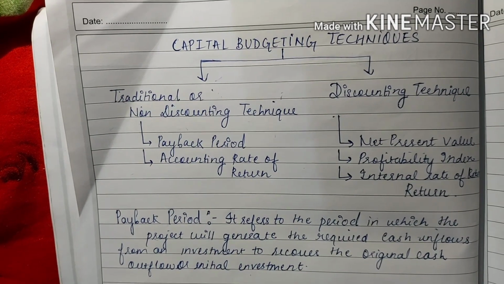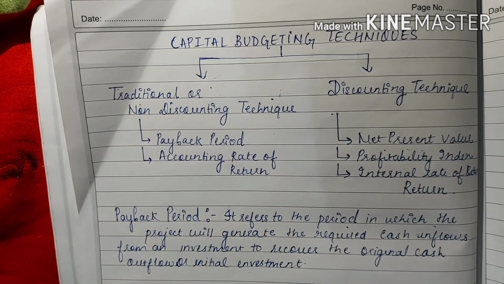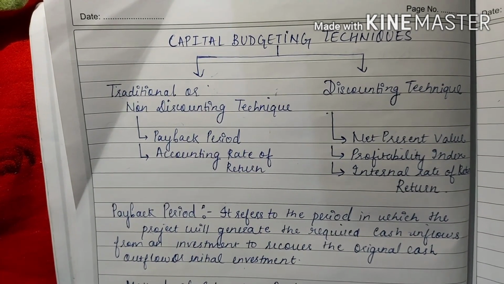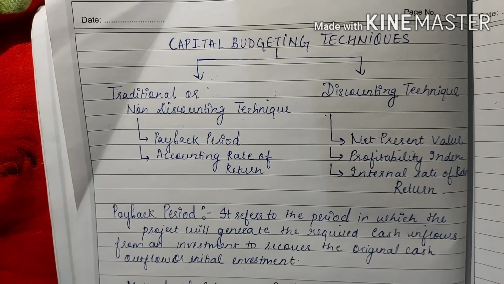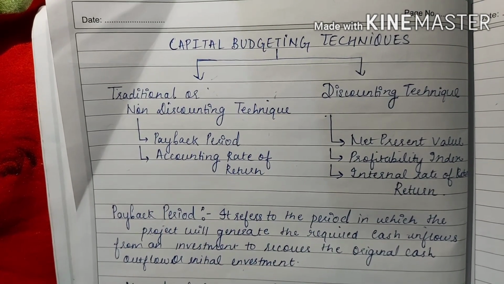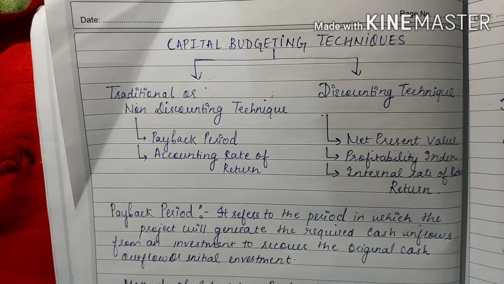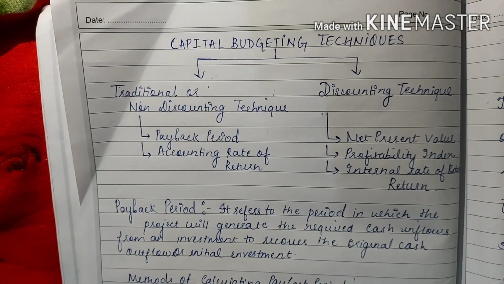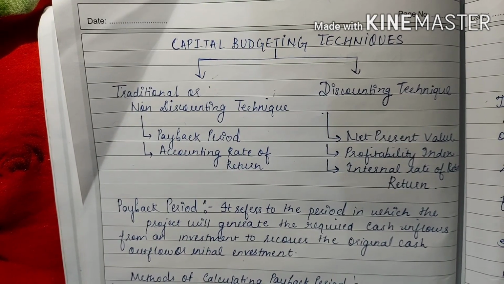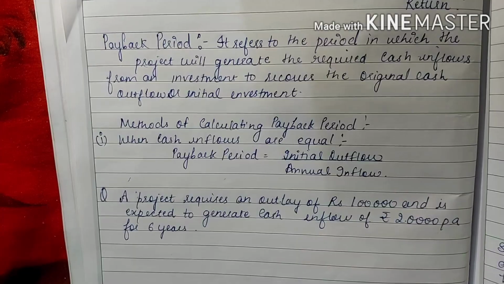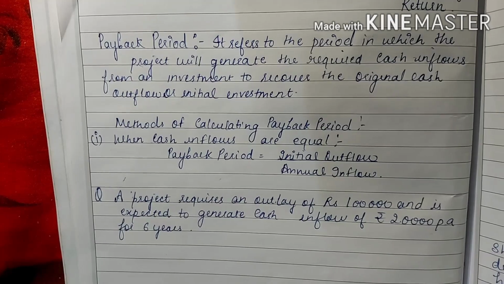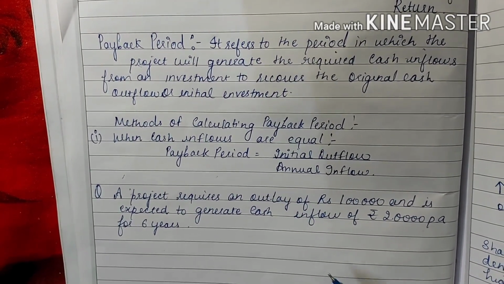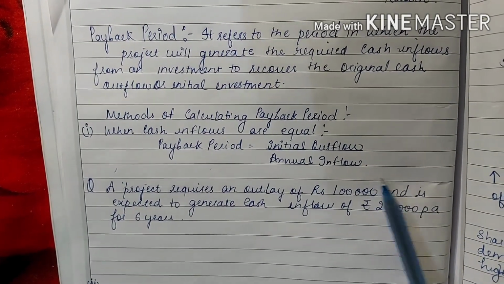It refers to the period in which the project will generate the required cash inflows from an investment to recover the original cash outflow or initial investment. In simple terms, it helps us to find out the number of years required to recover the original cash outlay, or the length of time required to recover the initial cash outlay in the project. There are two methods of calculating the payback period. The first is when cash inflows are equal. The formula for this is initial outflow upon annual inflow.